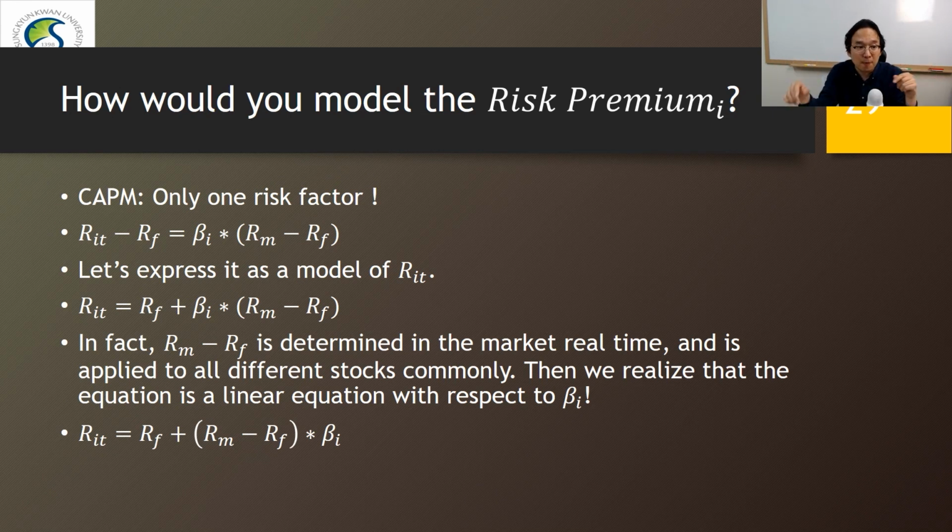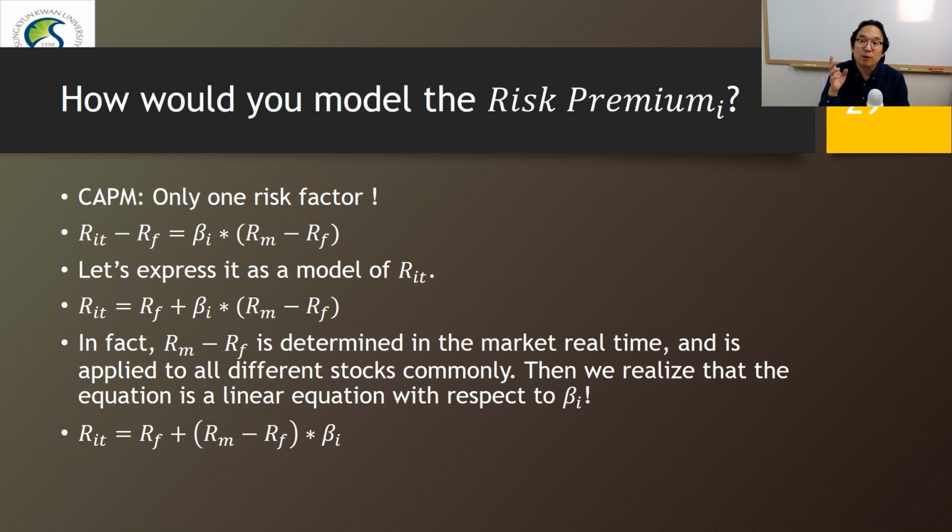Boom. And in fact, RM minus RF is determined in the market in real time, as I said before, the market risk premium, and is applied to all different stocks commonly. Then we realize that the equation is a linear equation, a straight line with respect to beta. Okay, beta. It gets back to the y equals a plus bx form, the line equation that you learned in your high school math, right?